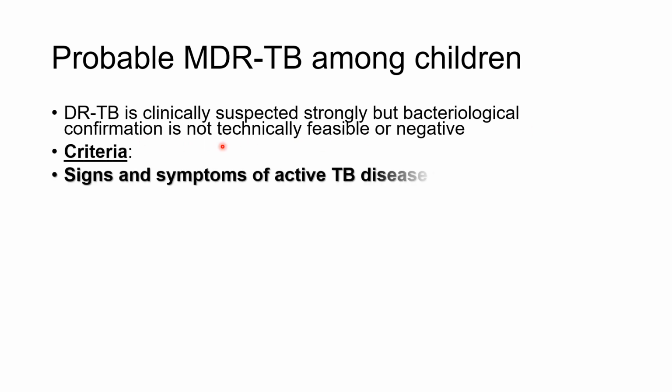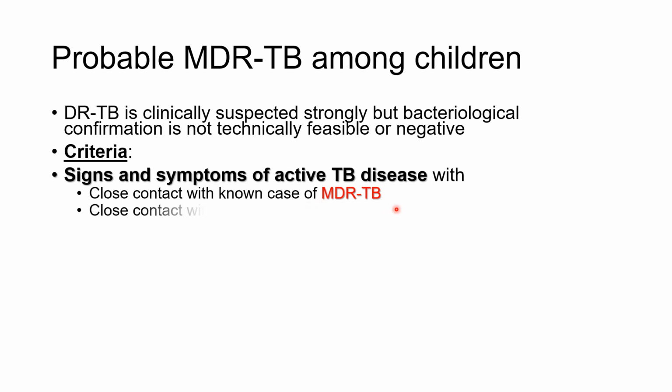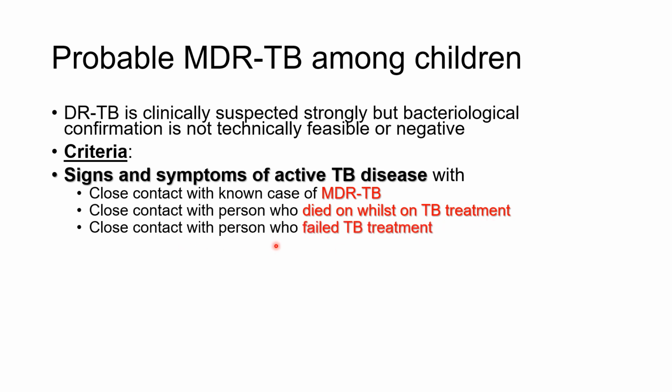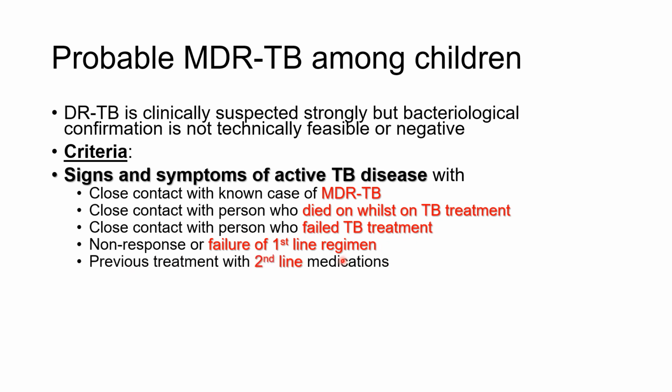So what are the criteria for that? Signs and symptoms of active TB disease must be present in the child with a history of close contact with a known case who is a MDR-TB case, or a close contact with a person who died on TB treatment, or a close contact with a person who failed TB treatment, or non-response or failure of first-line drugs, and last but not the least, previous treatment with second-line medications. If signs and symptoms of active TB disease with any one of these is present, it is called as probable MDR-TB.